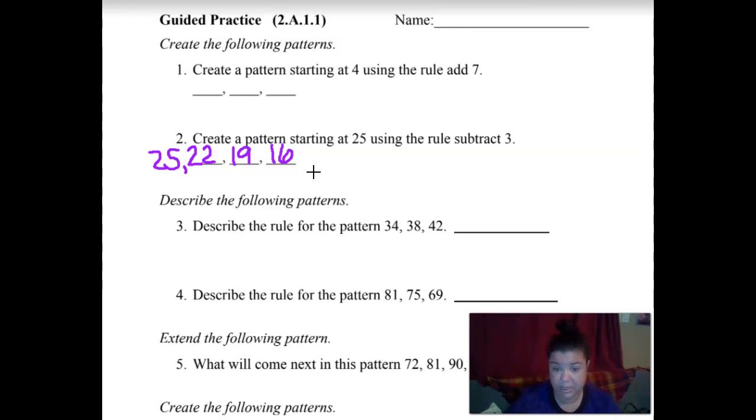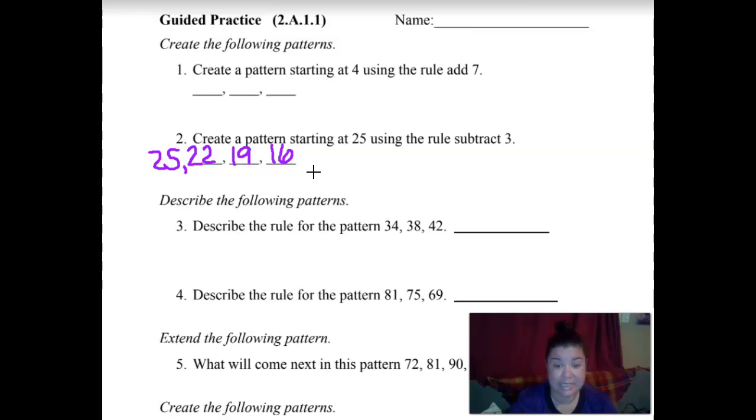So if you need to pause the video and do that, go pause now and go get some help. If you're good to go, let's keep watching. It's a little bit different. Describe the rule for the pattern 34, 38, 42. So remember, the first thing you need to ask is are the numbers getting bigger or smaller? Bigger. They're getting bigger. So does that mean add or subtract? It means to add. Good.